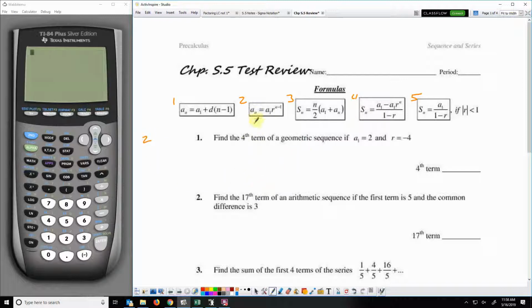Okay, so a sub n. So we're looking for a sub 4 equals a sub 1, which is 2, times r, -4, to the n minus 1, and we're looking for the fourth term, so that's 4 minus 1. So 2 times -4 raised to the third power is -128.